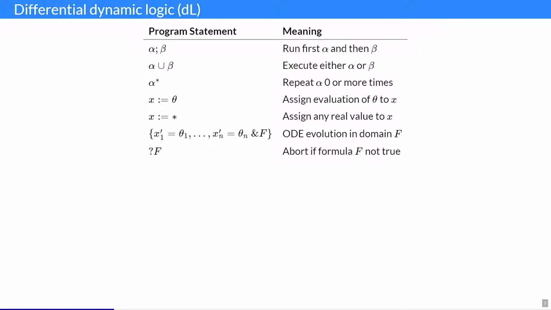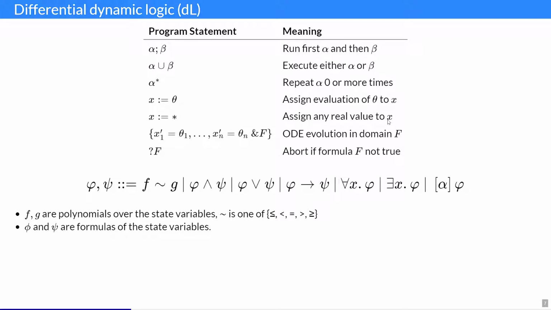Variables, such as x here, can be assigned to any real value or to the evaluation of some term, some polynomial, for example, of different state variables. Or we can specify a system of differential equations according to which the state variables evolve, which ends if at any point the domain F would not be satisfied anymore. And we can also abort if a formula is not true, which, if used after a non-deterministic choice, only aborts those choices for which the formula does not hold, but allows all other choices to continue.